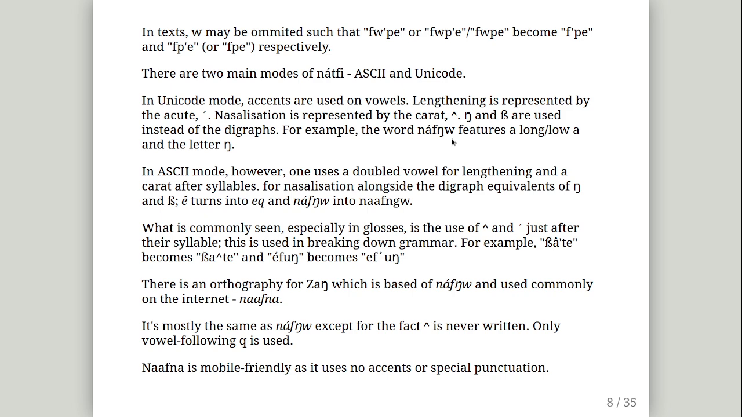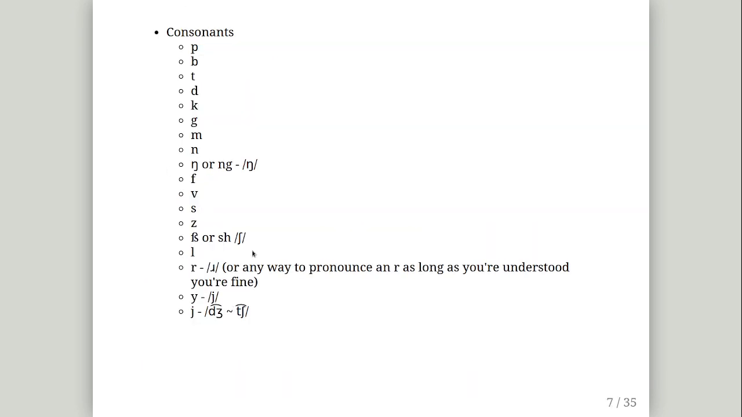Okay. Now there's also the other system that's very useful. Nafna is basically use sh and ng for the special characters respectively, and use doubling and a q for nasalization. That's very important, a Q for nasalization, because Q isn't used anywhere inside these consonants here. So I decided to remap it onto the end of a vowel for nasalization.